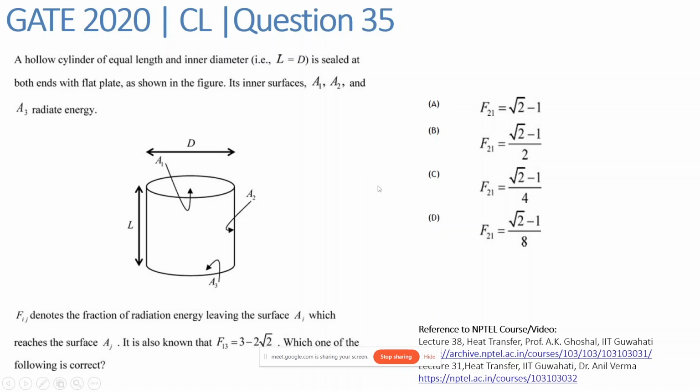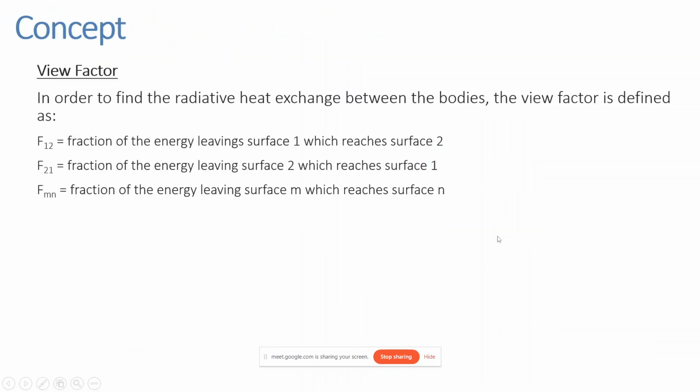Here we shall use the concept of the radiation view factor to find the radiation that leaves surface 2 and reaches surface 1. How do we define the view factor? In order to find the radiative heat exchange between two bodies, F12 is defined as the fraction of energy leaving surface 1 which reaches surface 2, and F21 is vice versa. Similarly, in general terms, we can denote Fmn as the fraction of energy leaving surface M which reaches surface N.